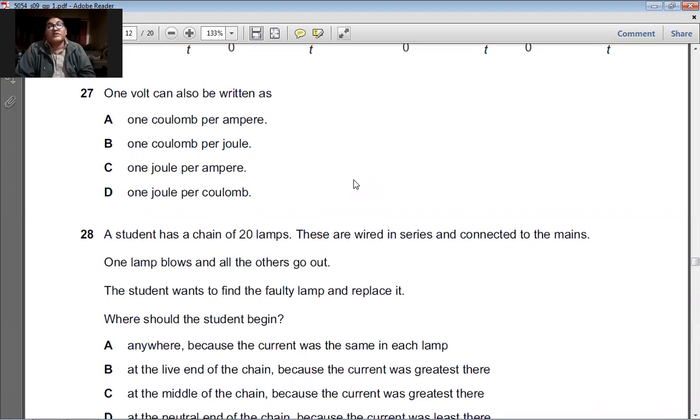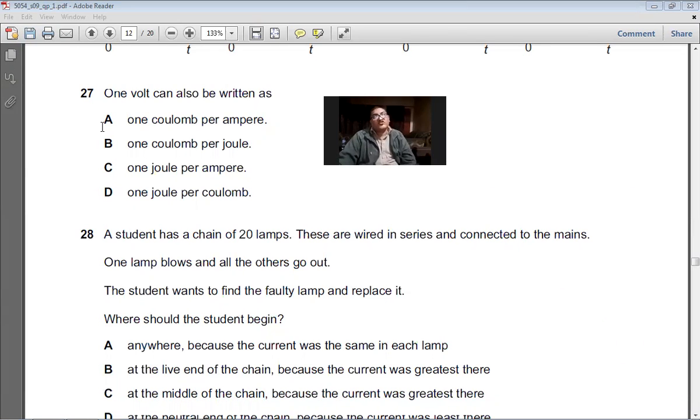1 volt can also be written as, the famous definition of the volt: V is equal to work done divided by charge. Work done divided by charge, that's the definition of the volt. So work done will be joules and charge will be coulomb. So I think D is the right option.